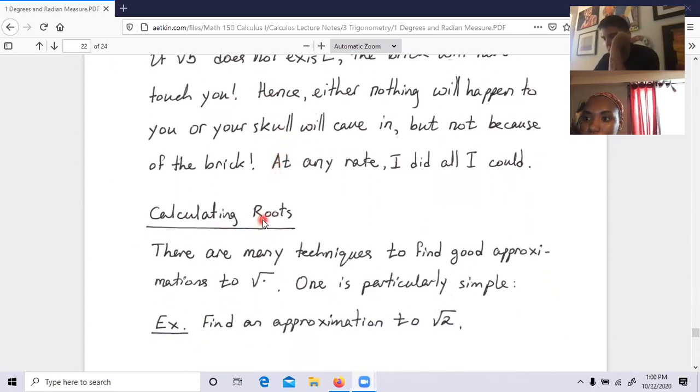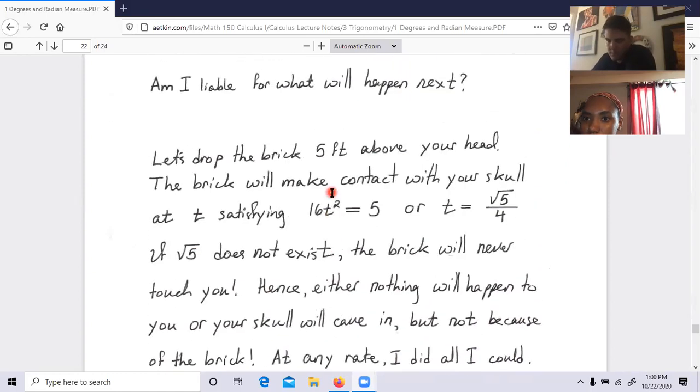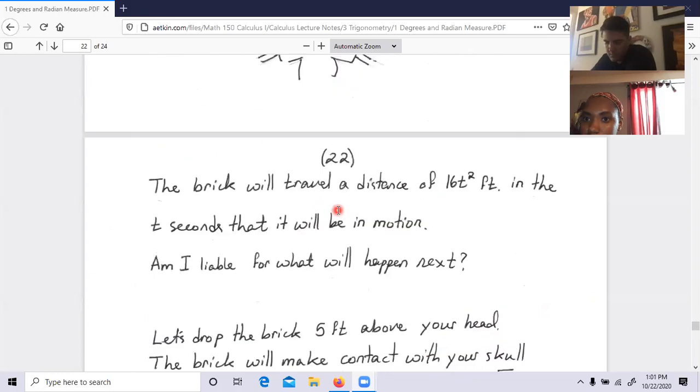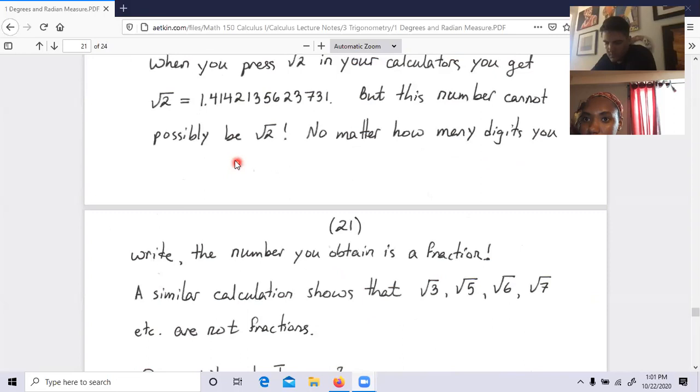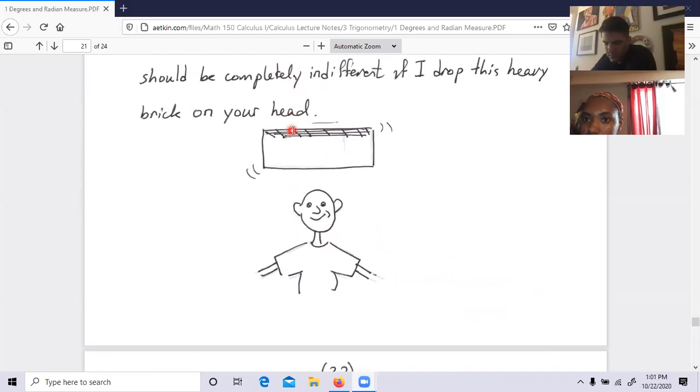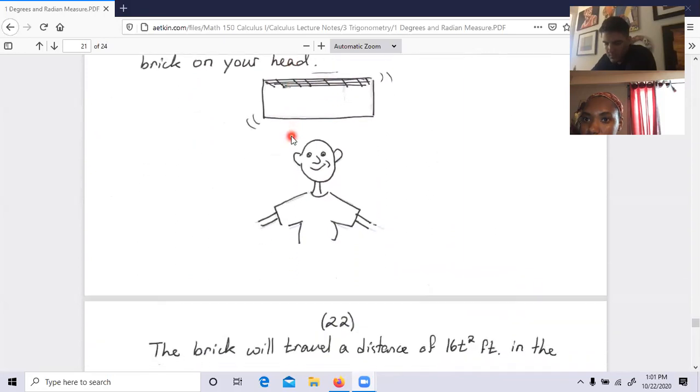So if you believe that there is a definite moment of time where something is supposed to happen, there is a moment of time where the brick touches your head. That means that moment of time is root of 5 over 4, right? So what is root of 5? Root of 5 is not a number like that. Whatever you write is an approximation. It means this number, if you square it, kind of behaves like 2, but it doesn't give you a perfect 2.